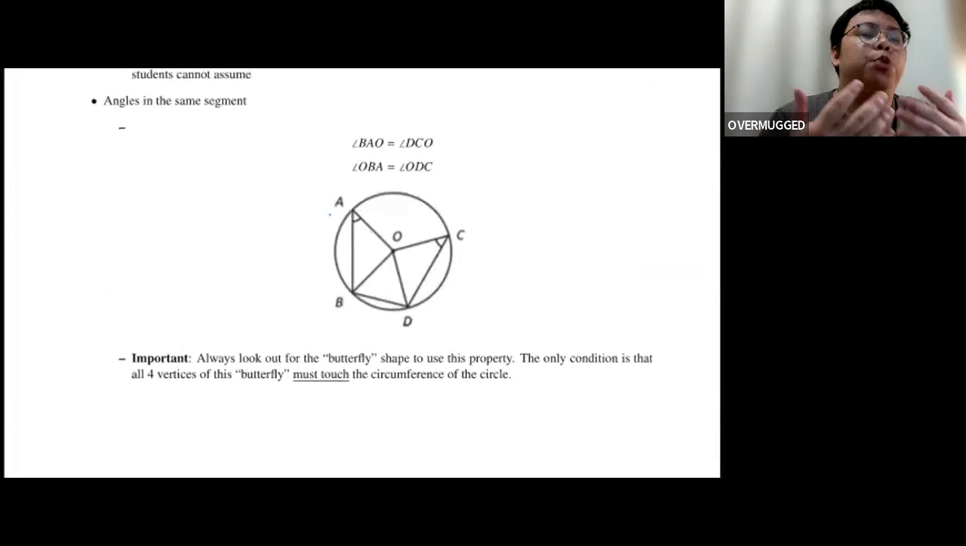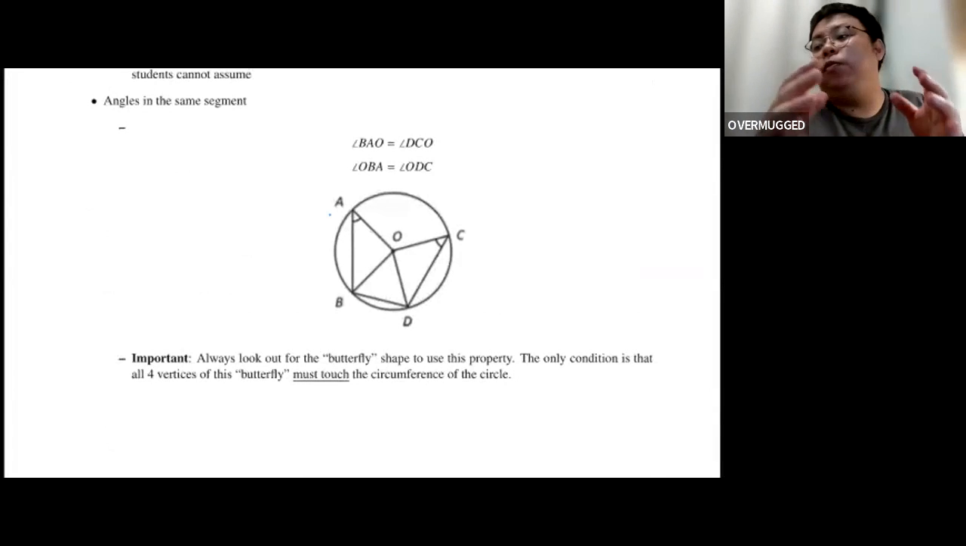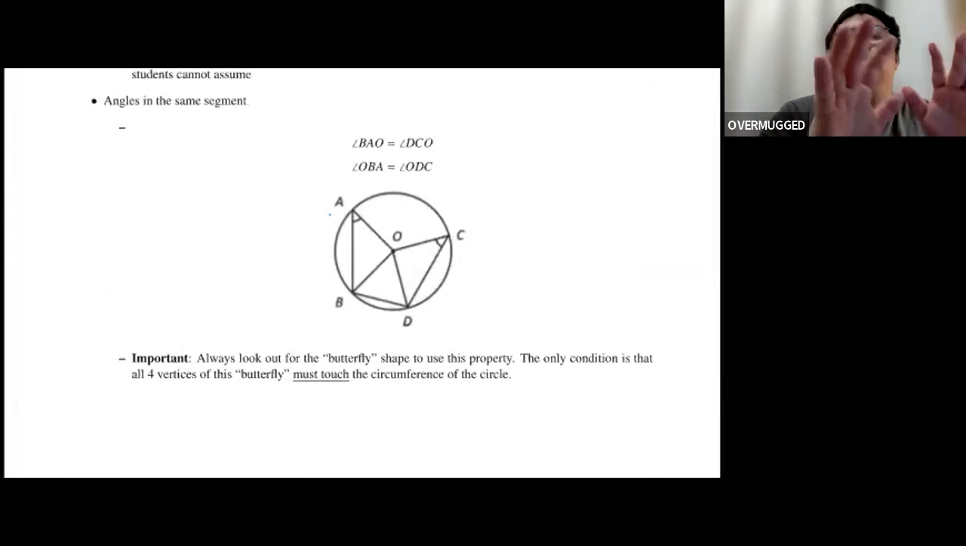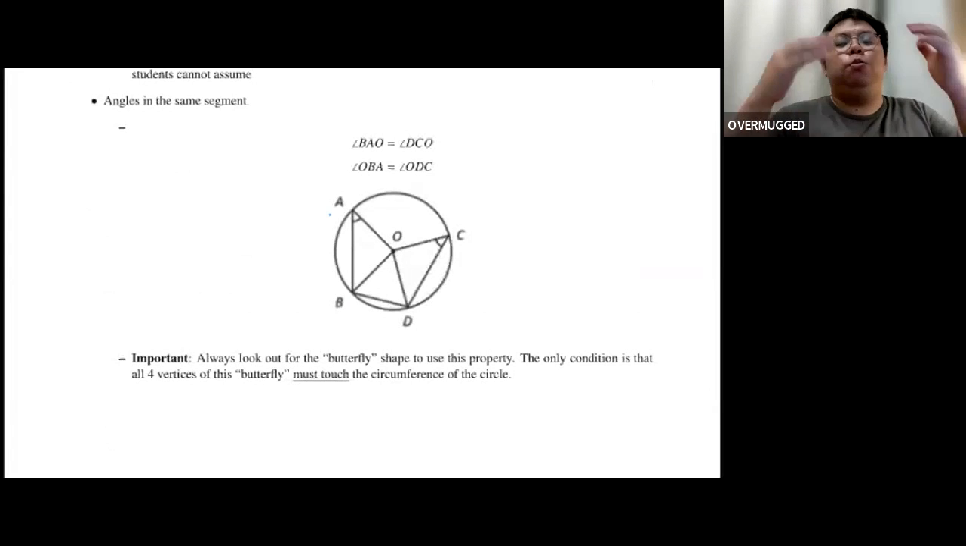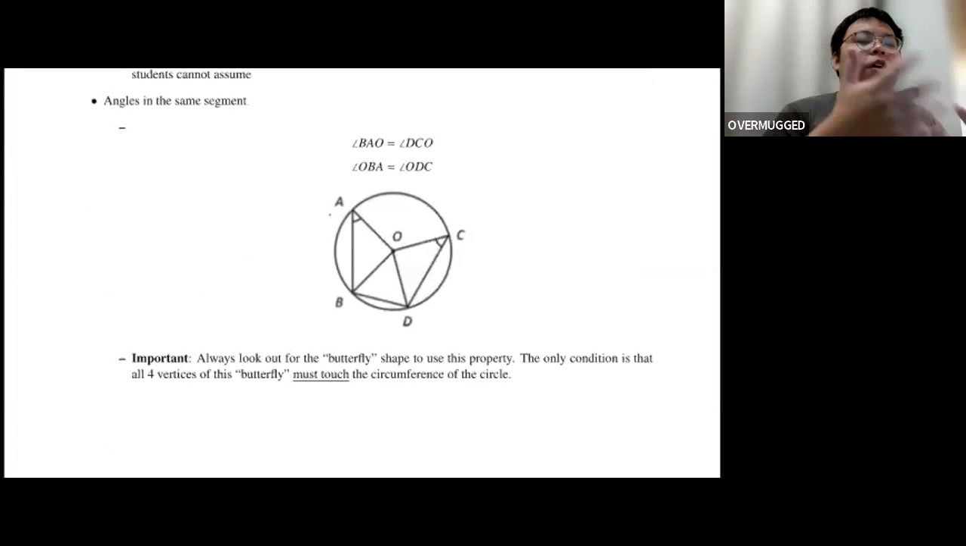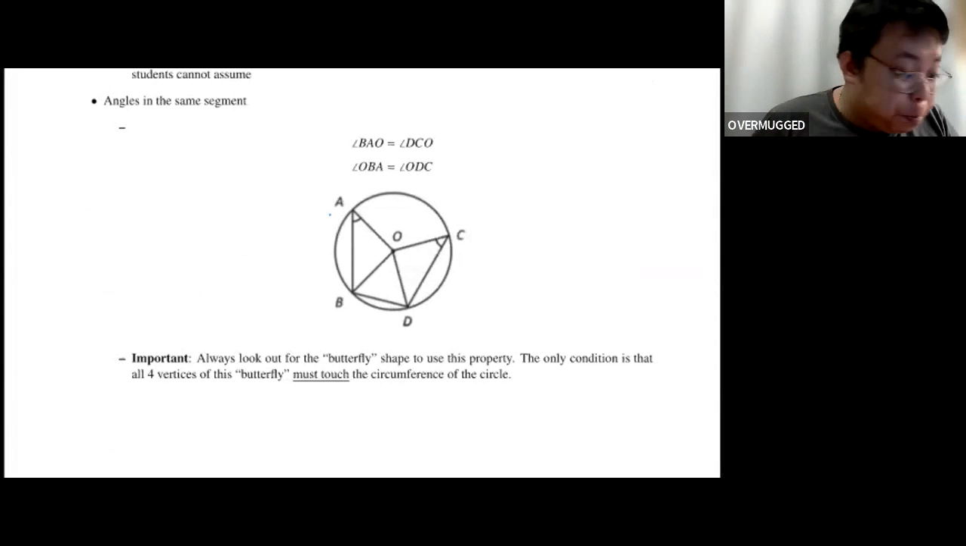So sad. During prelims, some students forgot the name of the property and wrote "butterfly" for the exam. Please, no, you cannot. Butterfly is a way to memorize. It's the same thing for the arrow. It's a way to memorize. It's not to be written as the name of a property. Please be careful. The property is called angles in the same segment.